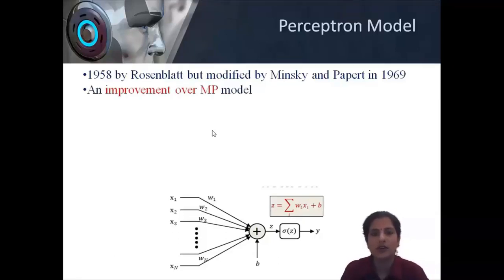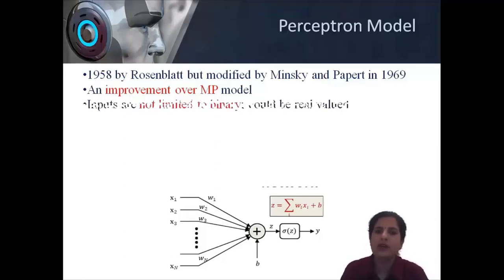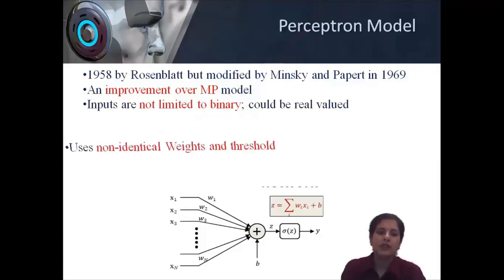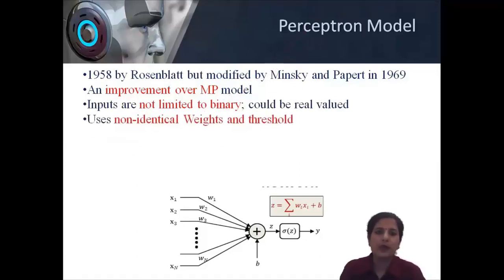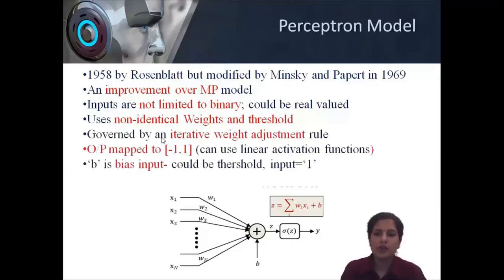As given by Rosenblatt, in the perceptron model the inputs were not limited to binary. The outputs also were not limited to binary. The weights and the threshold could be non-identical on each weighted connection coming from the input. It was the most important thing. It was governed by a learning rule, so temporal processing was involved now, which was absent in the MP model.